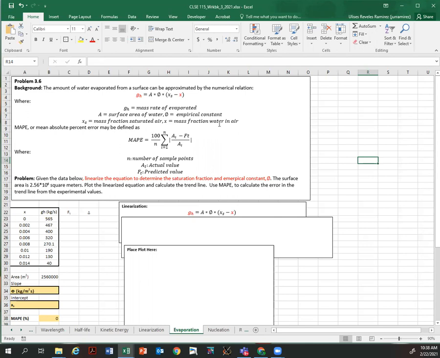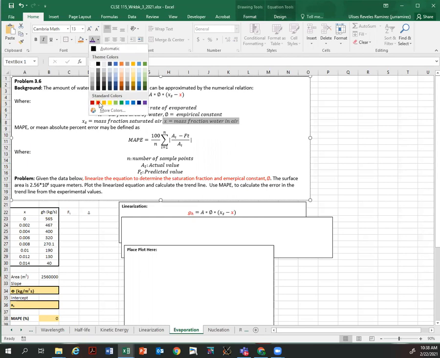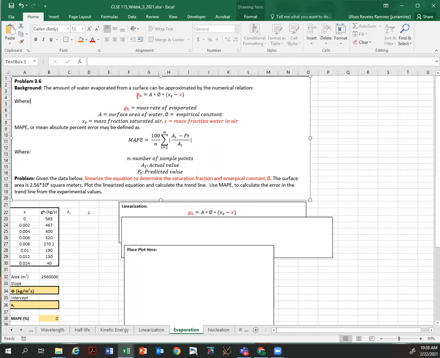Okay, first thing you want to look at is what are the variables? Out of all these equations, the variable is X, which is the mass fraction of water in air. And that's going to be affecting the mass rate of evaporated water. So these are the two variables, GH and X. All the others are constants.